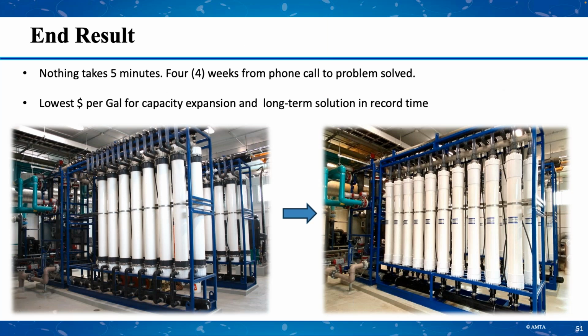So this is the end result. You know, nothing takes 5 minutes, but it took 4 weeks from the phone call to having the new modules installed and getting a 40% increase in capacity and getting the town out of a deep problem. In terms of economical efficiency, this would be the lowest dollar per gallon of capacity expansion that you could probably dream of, and we got a long-term solution in record time for the city.